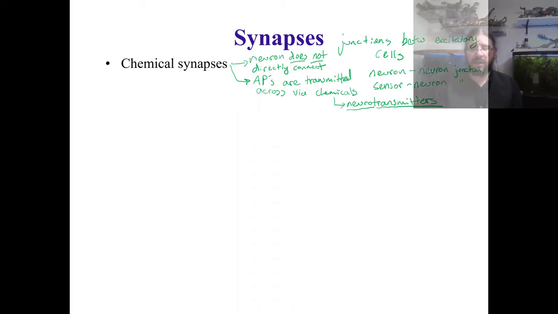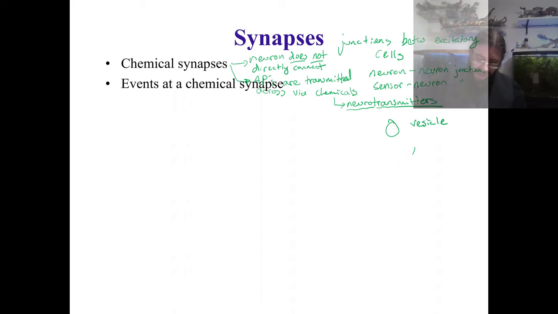I'm kidding, so tired. So the events at a chemical synapse, right? The neurotransmitter crosses. So we have vesicle. Then we have vesicle at the terminal bud.